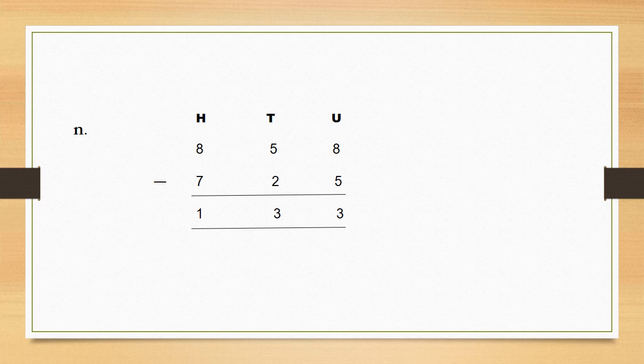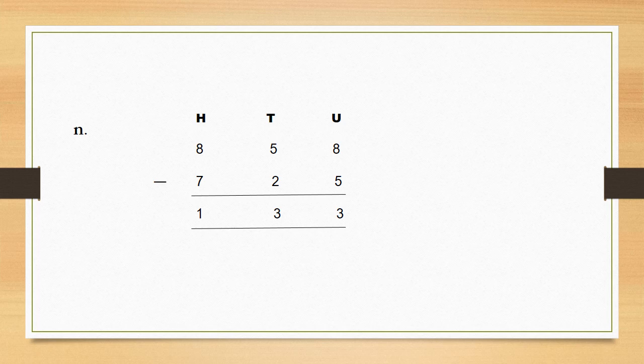And how are we going to do that? We can also do this by drawing lines. So when we remove or take away 5 units from 8 units, we get 3 units. In the same way, let's move on to the tens place. In tens place, we have 5 tens and 2 tens. So students, when we remove or take away 2 tens from 5 tens, the answer we get is 3 tens. Now move on to the hundreds place.